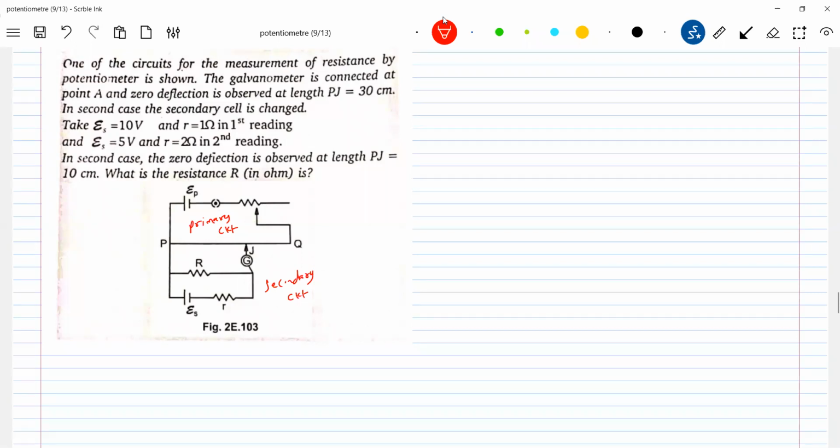Sir, already we have the Wheatstone network. Even with the potentiometer, we can measure external resistance. This is the basic idea. We can measure the external resistance.